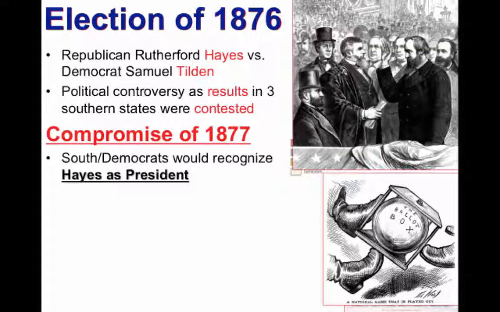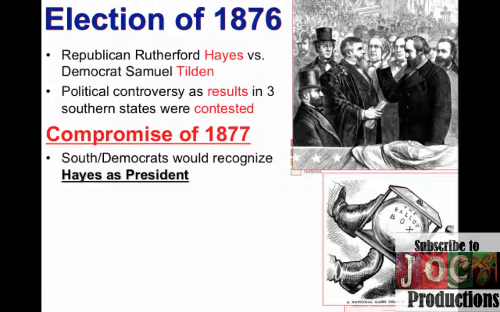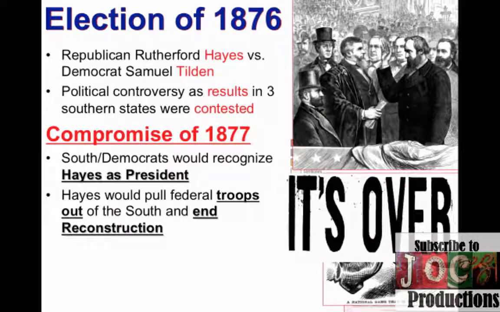And ultimately, a compromise is reached called the Compromise of 1877. And in this compromise, a couple of things happen. One, the South and Democrats will recognize the Republican, Rutherford B. Hayes. He will become the President of the United States. In exchange for them recognizing Hayes' presidency, he would agree to pull out the last federal troops from the South and formally end Reconstruction.